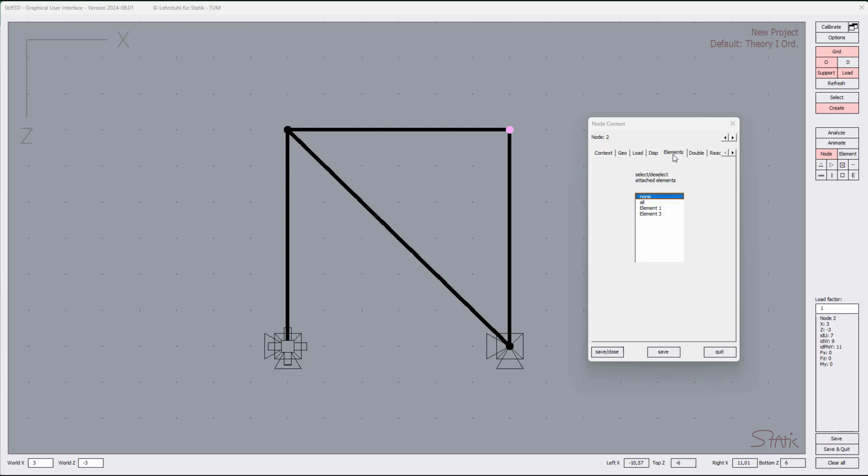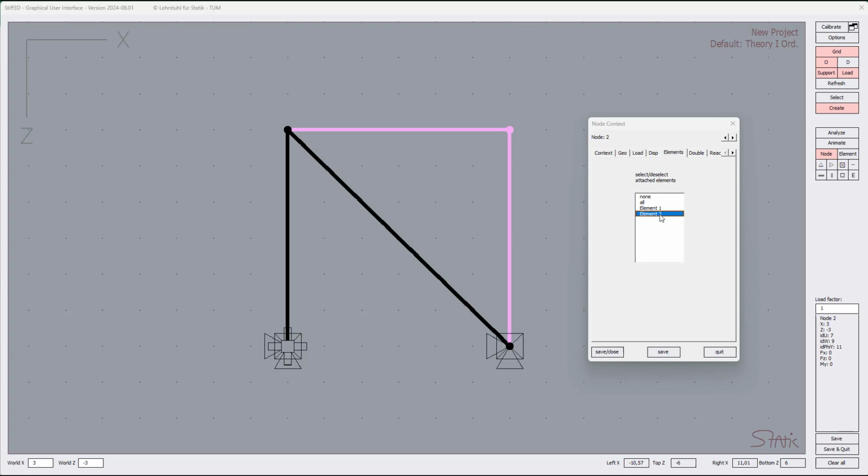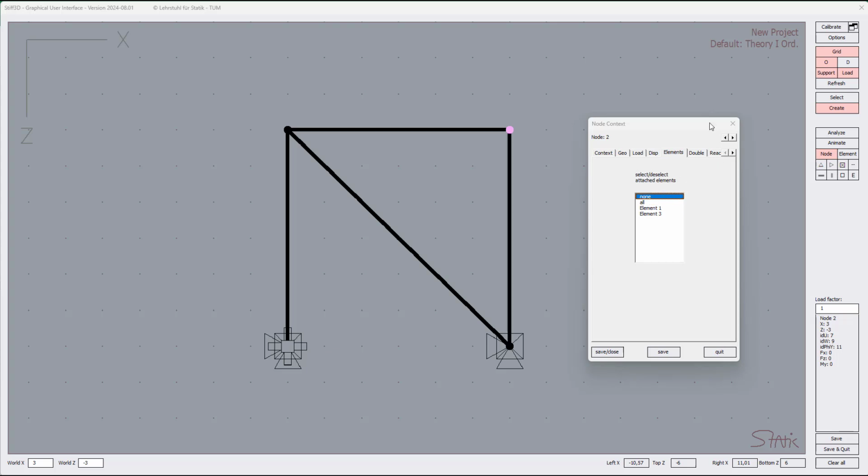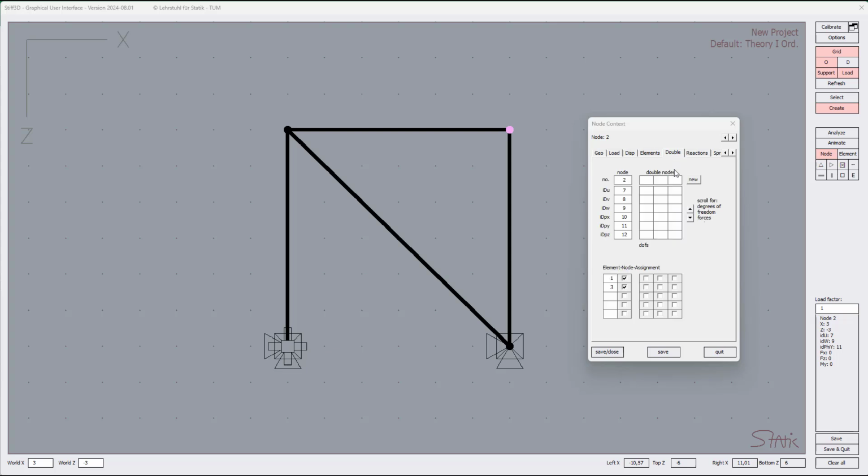Then on this tab we can see all the attached elements. We can also highlight them if we choose it from there. We can deselect all of them or select all, depending on what we want to know. Then the question, what is a double node? I will come back to this when we talk about hinges in elements. I'll just refer to the tutorial about elements and hinges. There we will need double nodes.